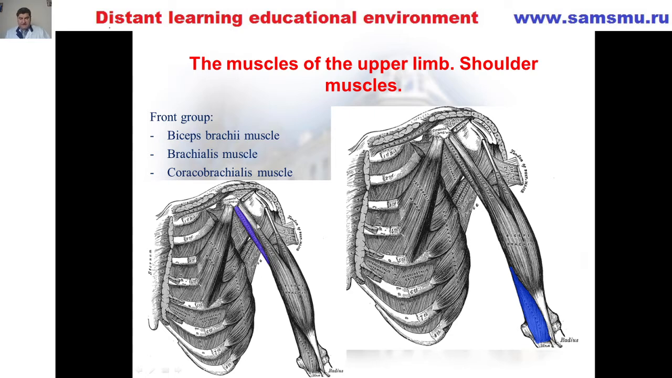First, you may see the coracobrachial muscle on the left picture in blue color. It arises from the coracoid process of the scapula along with the short head of the biceps. You also may see the short head of the biceps. It attaches by a short tendon to the medial surface of the humerus, distal from crista tuberculi minoris. So this muscle flexes forward, elevates forward, and adducts the arm.